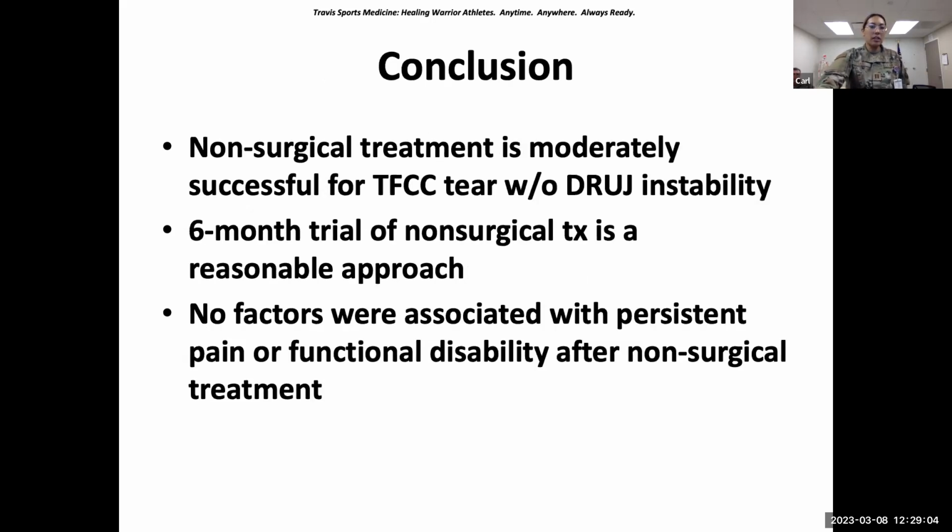So in conclusion, they said non-surgical treatment is moderately successful for TFCC tears without DRUJ instability. And they found that most of these successes occurred before 6 months. And after that, not really many people had spontaneous recovery. So therefore, they thought that a 6 month trial of non-surgical treatment is a reasonable approach. And then at that point, if they're not doing better, then sending them off to surgery. And then no factors were associated with persistent pain or functional disability after non-surgical treatments.